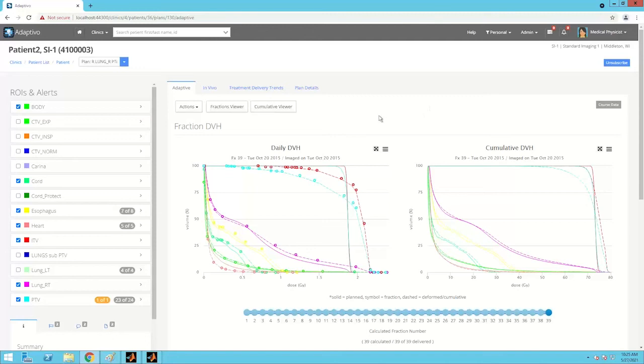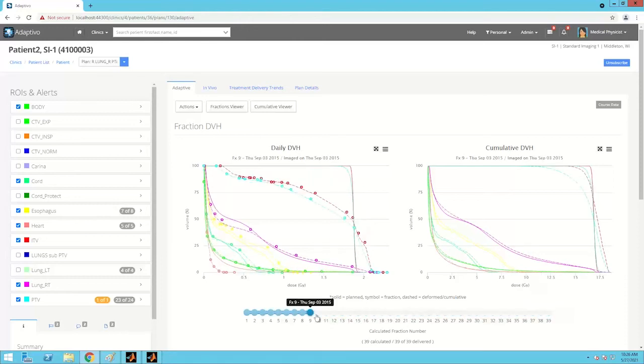And so here we're taken directly to the daily DVH, and also the cumulative DVH is seen here. Right now you can see this is fraction 39, and we can go to fraction 9 simply by selecting the dot along the bottom. You can see clearly that there is a variation between the planned PTV and the fraction 9 PTV in your DVH.